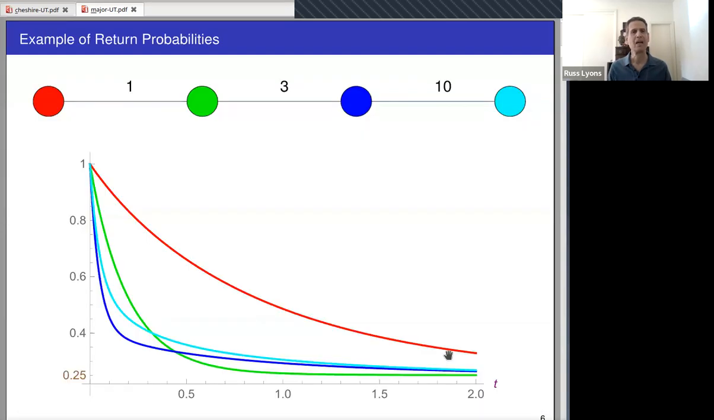Okay, so let's look at an example. Here's a simple graph, 4 vertices, and edge rates 1, 3, and 10. And the corresponding return probabilities from 0 up to time 2 are shown here. Of course, at time 0, they're all 1, because if it starts at a vertex, it hasn't moved. Now, let me ask you a question. We can see that this dark blue one is decreasing most rapidly at time 0. Why is that?